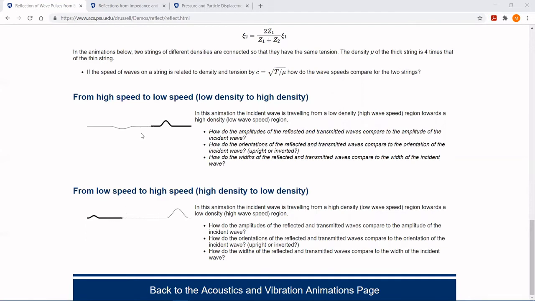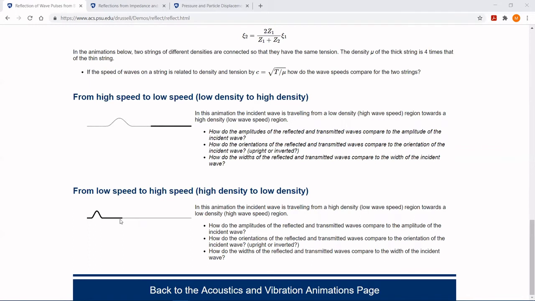It's also inverted. So some of the incident energy is reflected, some of it is transmitted, and there's also what we would call a phase change. That's the reflection. That's the inversion. An inversion corresponds to a phase change of pi radians. Down here, you've got a wave on a heavier string encountering a lighter string, and you see that there's no inversion, but there's still reflection and transmission.